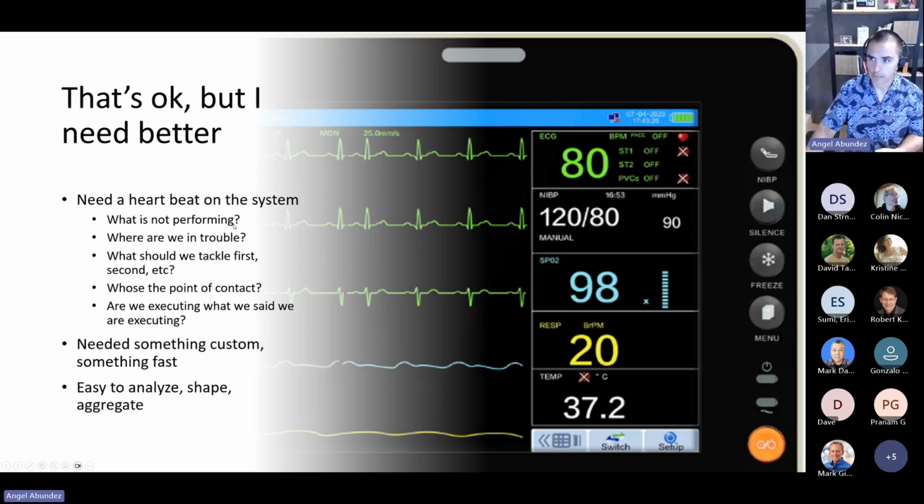So a lot of questions that I wanted to be able to answer, like: what is not performing? Very important to answer that when you're dealing with a lot of different pipelines, a lot of different data sources. Where are we in trouble? So a failure happens midway through your data pipelines. What didn't run? What did run? Should we run everything again? What should we tackle first, second, etc.?